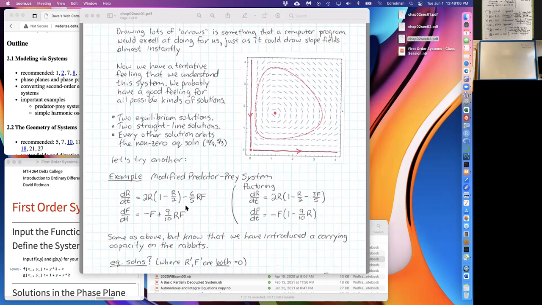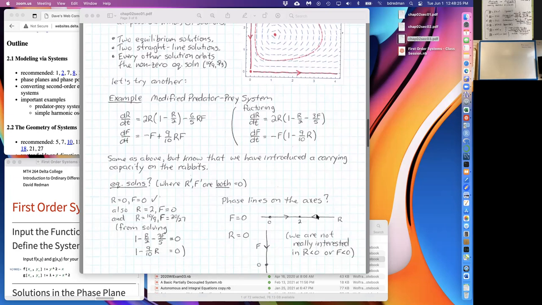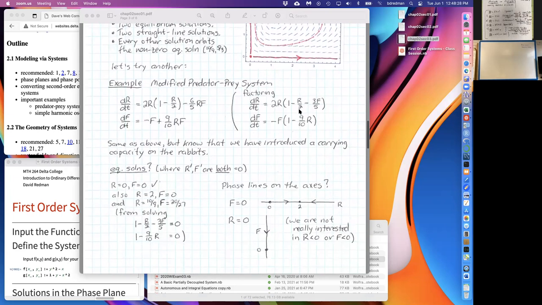Now let's modify the predator-prey problem, the same predator-prey problem we began with a second ago, but now I'm gonna put a carrying capacity on the rabbits of 2. Notice that changes my factors, but I can still search for the moment where both R and F are zero. Again, if R is zero, that wipes out the whole first equation and most of the second equation. I just have decaying foxes. But what if F is zero? I have more action on the rabbits. I have exponential growth of rabbits, sure, but up to a carrying capacity. So rather this is logistic growth, right?